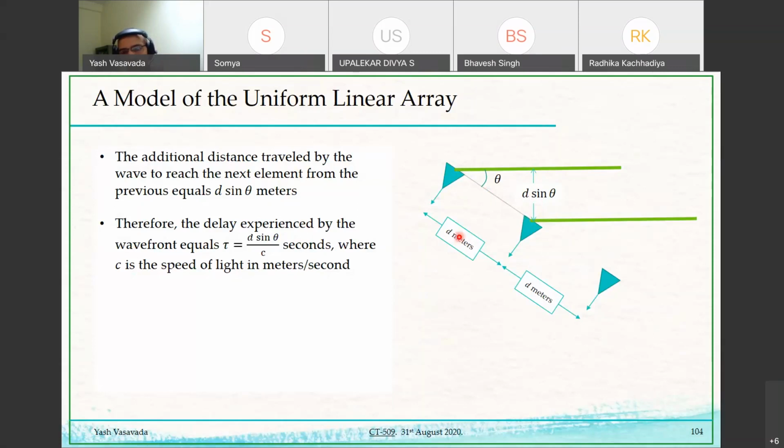triangle is obviously equal to d meters. And so this extra distance is obviously d times sine theta. And so the extra distance that the wavefront travels going from the first element to the second element is d times sine theta, using this simple geometry. And therefore, this tau becomes d times sine theta divided by the speed of light. Okay, so this is the formulation of tau.